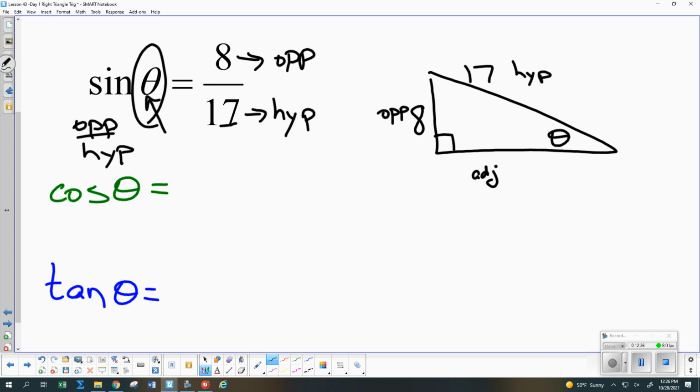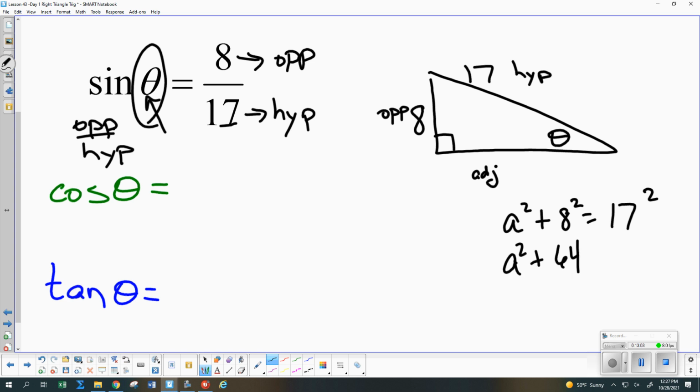How do I get the third side? Bryce. Third side. If I know the 17 and I know the 8, how do I get the side that I've got at the bottom? I have a right triangle and I know 2 sides. How do I get the other side? Use the Pythagorean Theorem. So my adjacent squared plus my 8 squared is 17 squared.